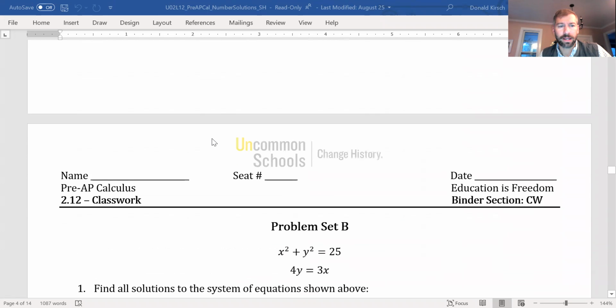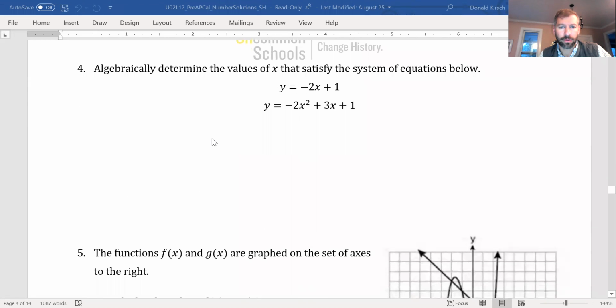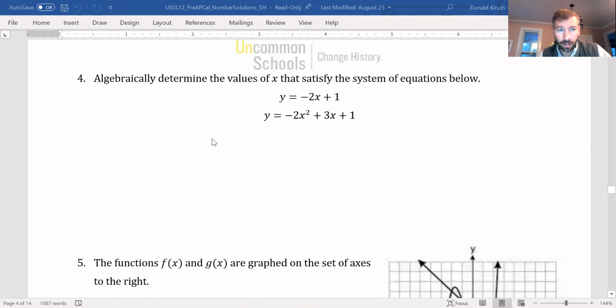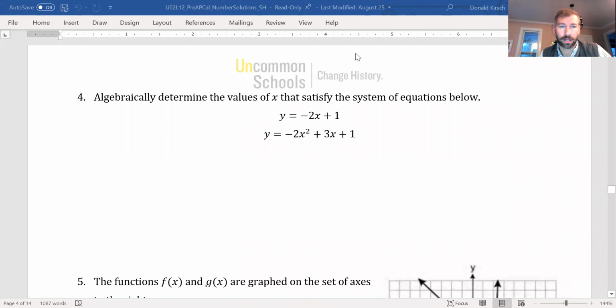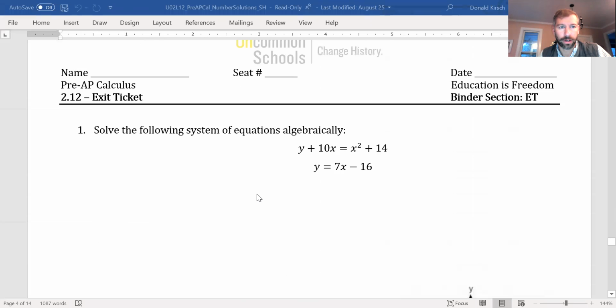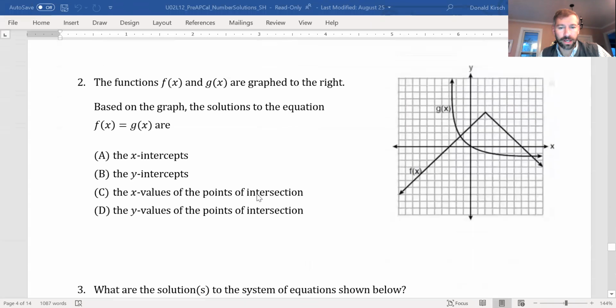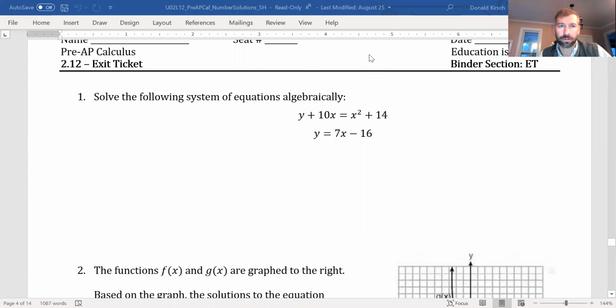Once you get done with practice set A, I'm going to have you skip problem set B, but watch, I'm skipping ahead, skipping ahead, skipping ahead. You're going to go and find just number 4. This will be kind of like your last little example for you to try. And then lastly, let's go all the way to the exit ticket. And for this exit ticket, I want you to just do problems 1 and 2.